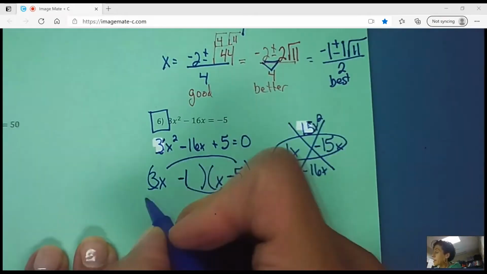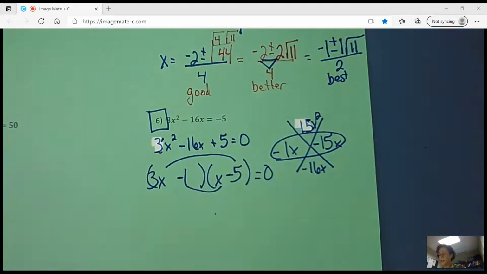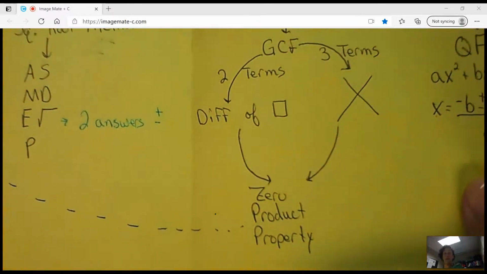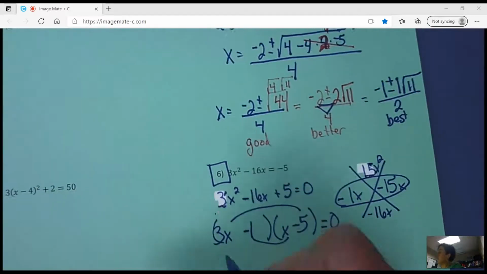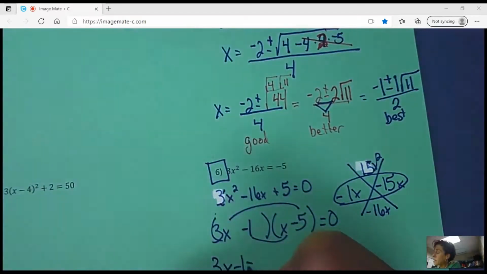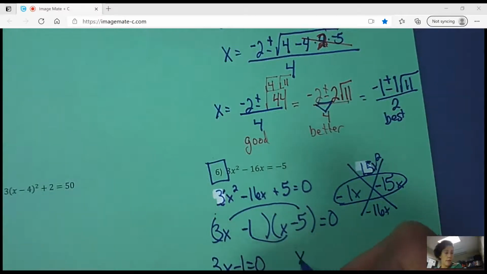So now that's in factored form. Following my little cheat sheet, in factored form, I'm going to then do the zero product property. So set each of these parentheses equal to 0, and then I'm going to solve.